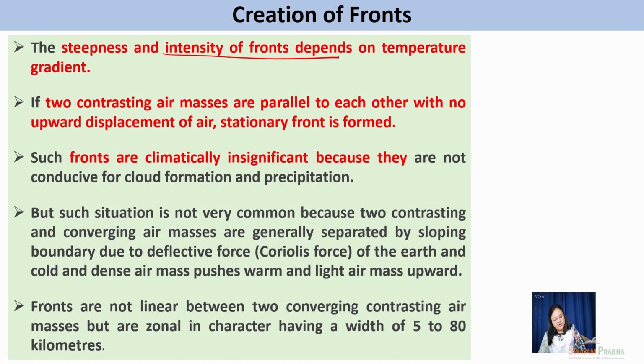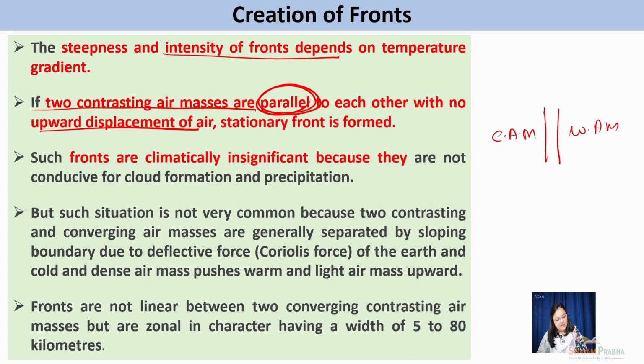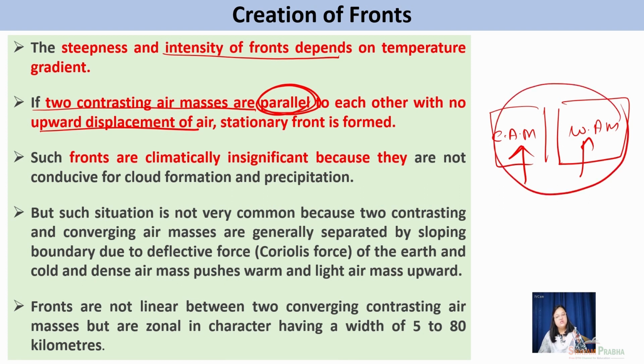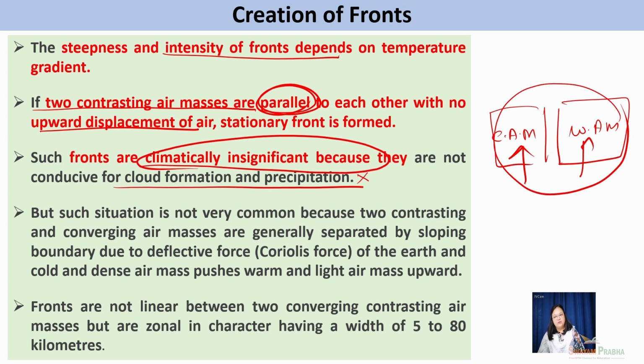Besides the intensity of front, if the two contrasting air masses are parallel to each other and there is no upward displacement of air, it leads to the formation of stationary conditions which are called stationary fronts. So we will be discussing all the types of front one by one in the coming slides, but just understand, if the cold air mass and warm air mass lie parallel to each other and there is no upward movement of the air, it leads to the stationary conditions, and these conditions are climatically insignificant because there is no cloud formation and there is no precipitation. But such situation exists very, very rarely.